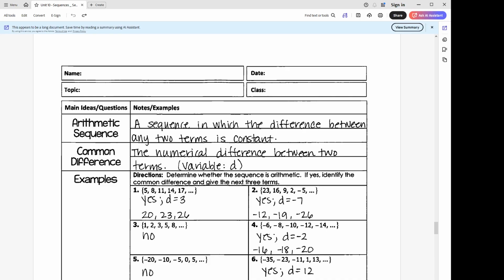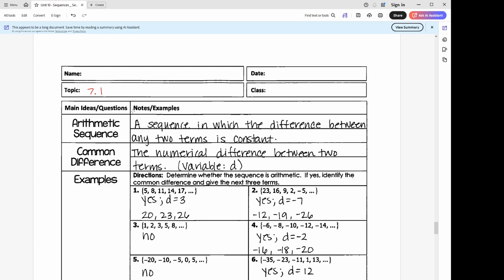This is 7.1, the start of a new unit on sequences and series. Most of 7.1 is review from your Math 1. If you recall, we did arithmetic and geometric sequences. In 7.1, we're going to review that and include series. That would be the only new part, which is towards the end of the lesson.